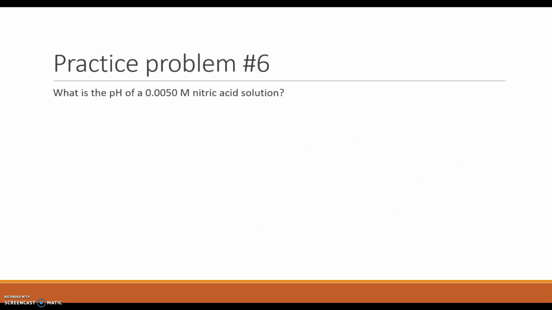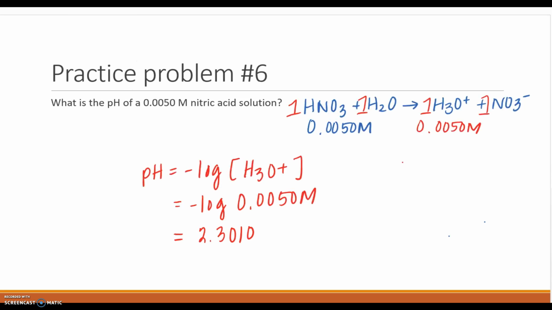All right, you try this problem. Pause the video and then start it. When you're done, I'll have the answer written up. Make sure you pause. So you first had to ionize your acid to figure out that you have 0.0050 molar of hydronium ion. And then you plug into your pH formula, and then you get that value. Remember, you need 4 sig figs, and only the numbers after the decimal point count.